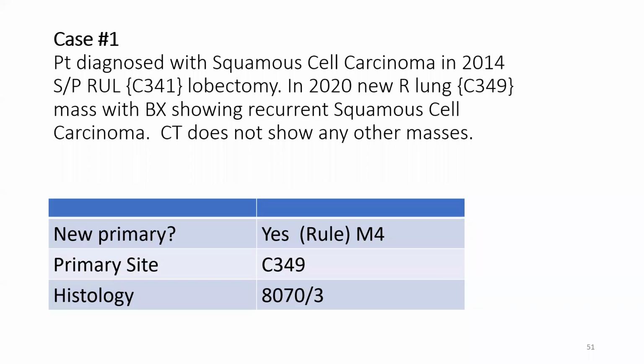So this case will be a new primary. The primary site code is C34.9. The histology would simply be coded 8070/3 for squamous cell carcinoma. And you can get that off of table 3.